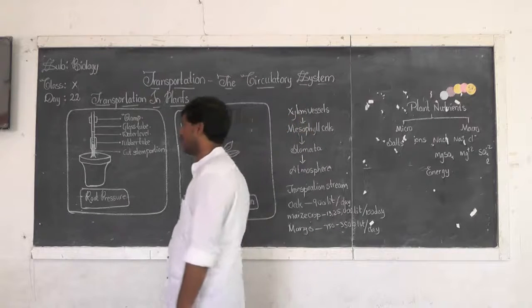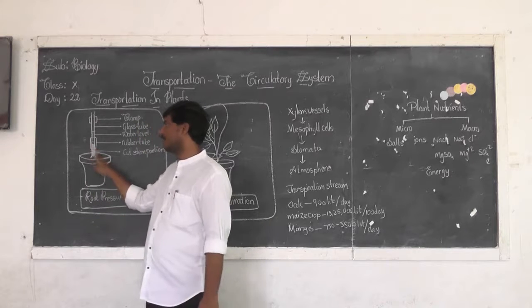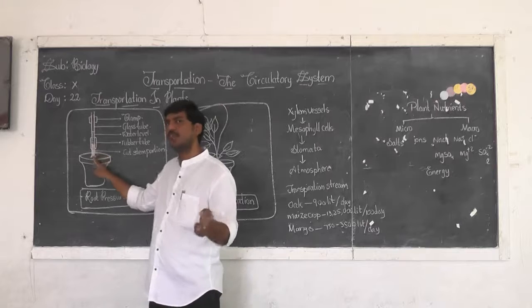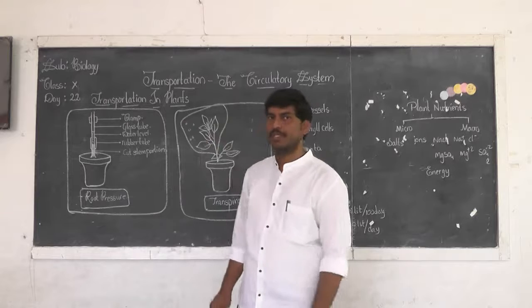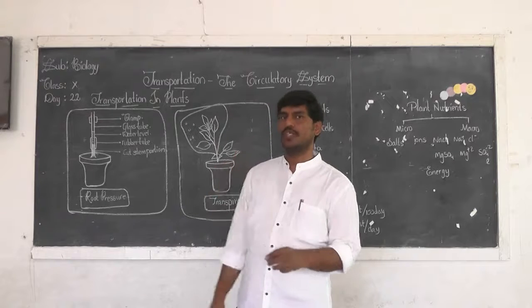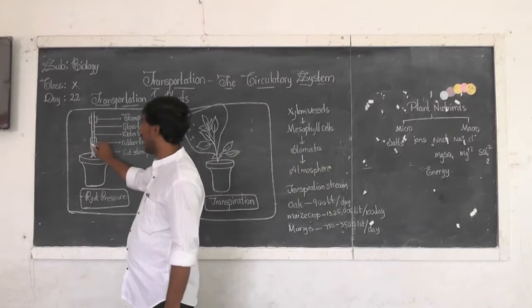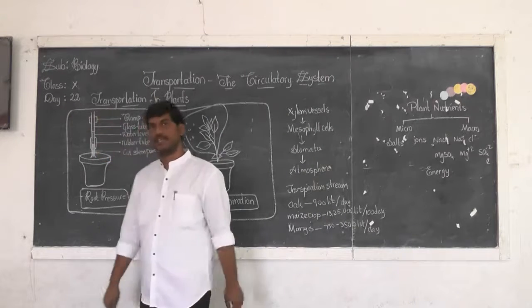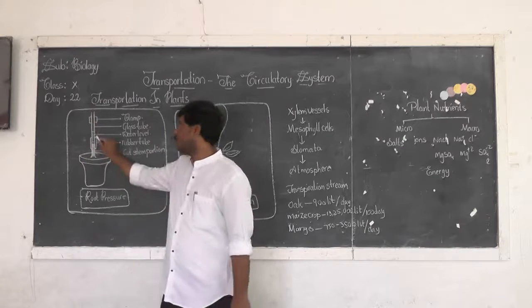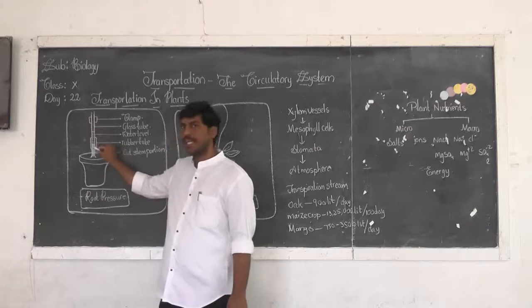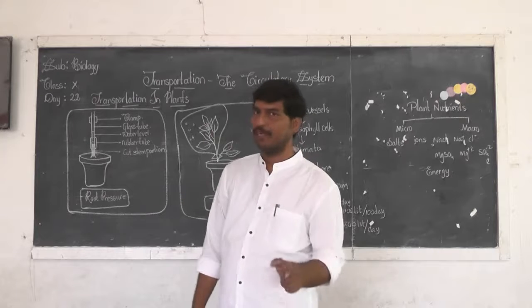For this, we need to take a healthy potted plant. We need to cut the plant such that at least 1 to 2 centimeter of the stem portion is still available. Then we need to take a glass tube of equal diameter, and we attach this transparent glass tube to the stem with the help of a rubber tube. Okay, why?